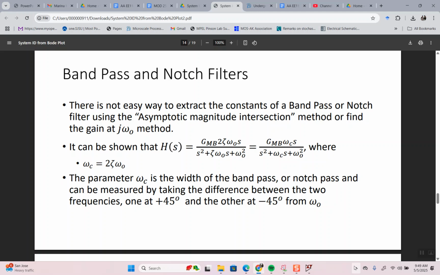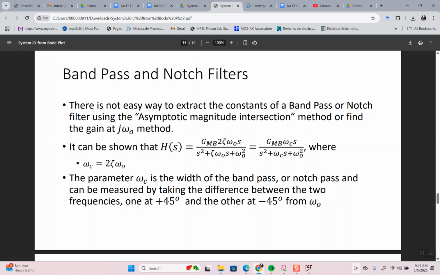Before, you could find the DC or the AC gain very easily. You just look at high or low frequency. Then you could find omega naught with the asymptotic approach fairly easily. And then you could use a very simple equation to find the damping coefficient, all right?